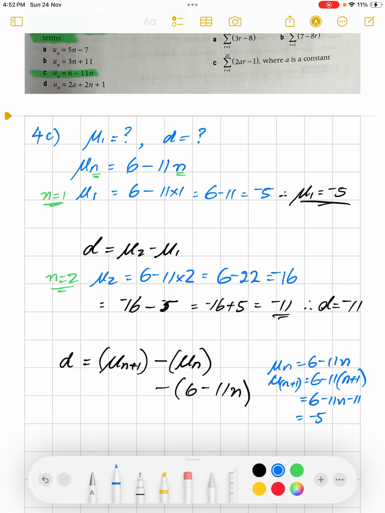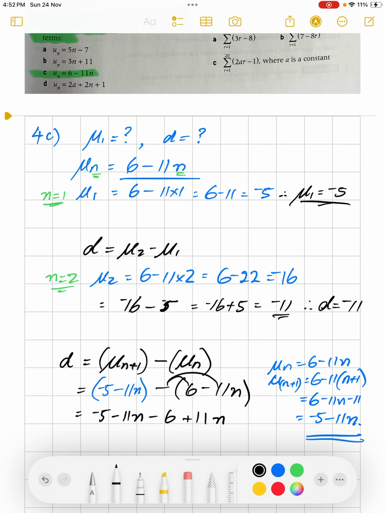So we get negative 5 minus 11n. So negative 5 minus 11n. And that is a general formula for the next term. If this is the nth term, then this is the n plus 1th term. And then you subtract those and we get negative 5 minus 11n minus 6 plus 11n. And then you can cancel this to get our final result, negative 11.